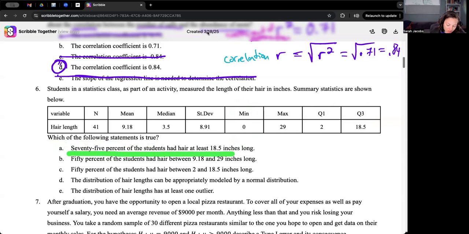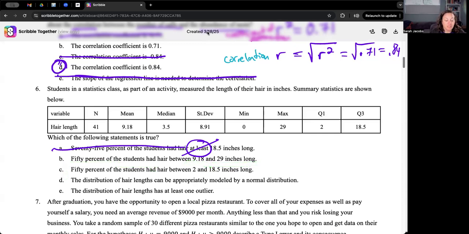75% of the students had hair at least 18.5 inches long. So 18.5 inches is the third quartile. 75% of the data is below that. So the "at least" is what makes this one wrong. So that's out. Now, 50% of the students had hair between 9.18 and 29 inches long.